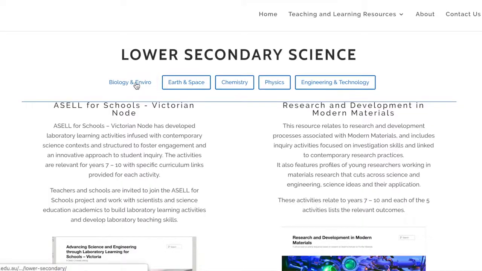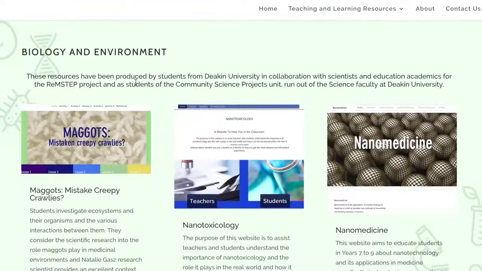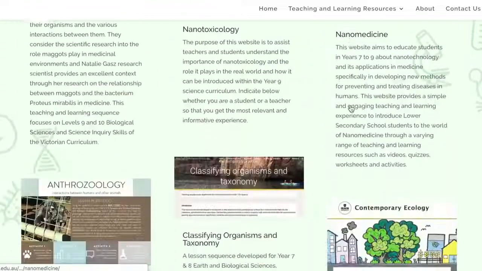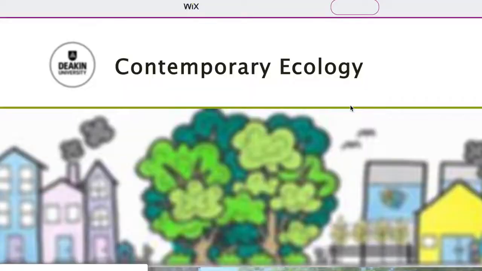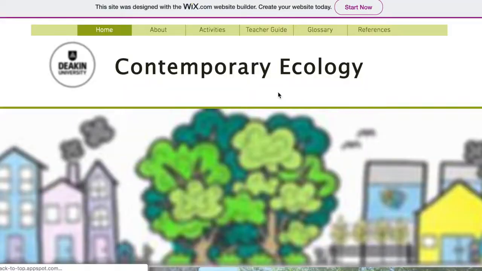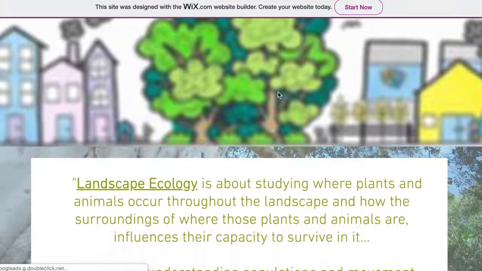Contemporary Science Practice in Schools resources is something very new and has a different pedagogical approach. With other online resources we use, there's simulations and worksheets and activities, but it doesn't necessarily inspire students as much as the Contemporary Science Practice in Schools resources does.